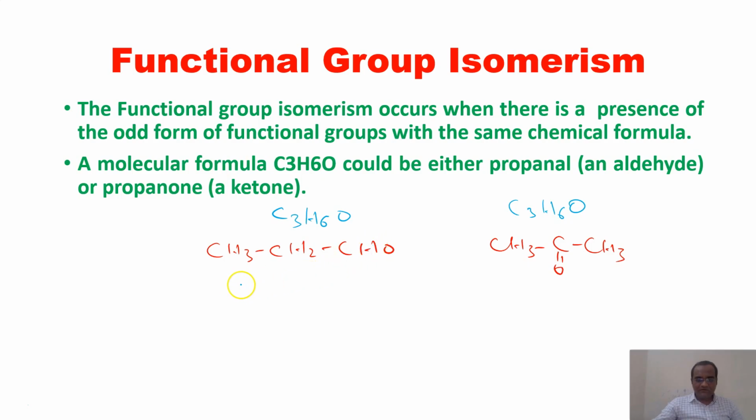So there is a different functional group. Here it is an aldehyde. The name of this compound is propanal, and the name of this compound is propanone. "One" refers to a ketone, and "al" refers to an aldehyde. Only the functional group is different. In the first case, there was a chain difference of a carbon, that was chain isomerism. Second, it was positional isomerism, where the substituent atom position was changing, and the third is functional group isomerism, where the functional group changes, but the molecular formula remains the same.